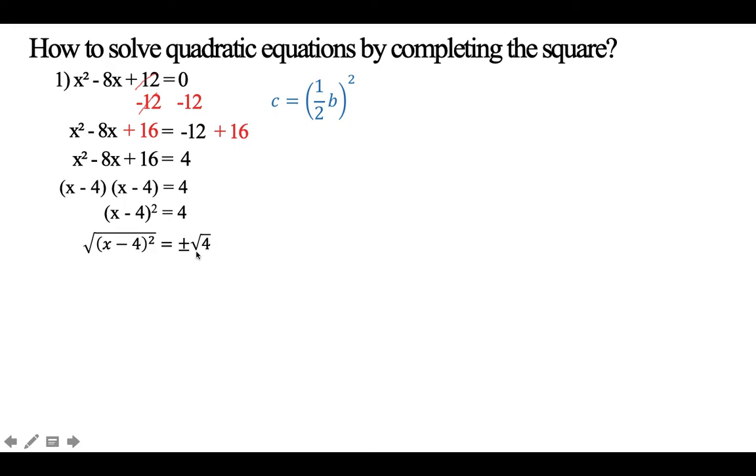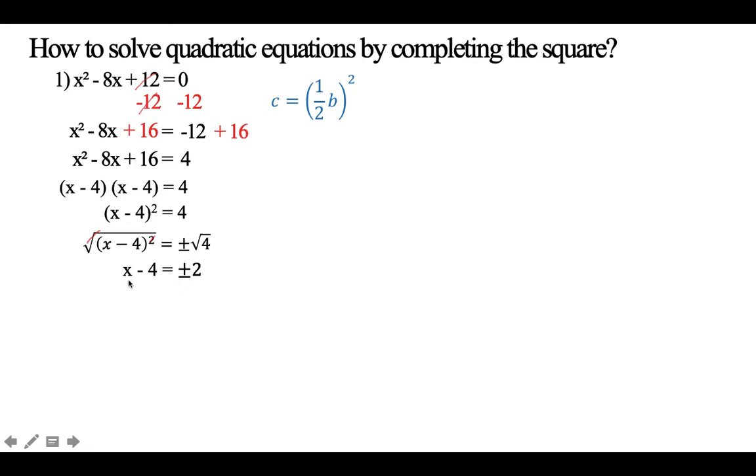Okay? So every time that we square this side, there must be a plus and minus, because the square root of 4 is not only 2. It is positive 2 or negative 2. So there must be a plus and minus. Okay, so if we're going to simplify this, we simplify the radical sign and the exponent. So what will be left here is x minus 4. Then on the other side, square root of 4 is 2. Don't forget the plus and minus.